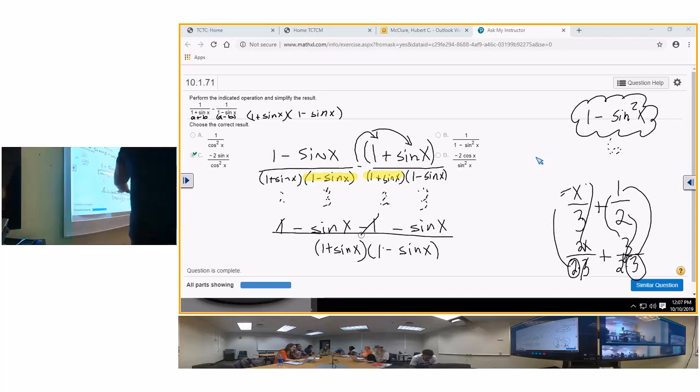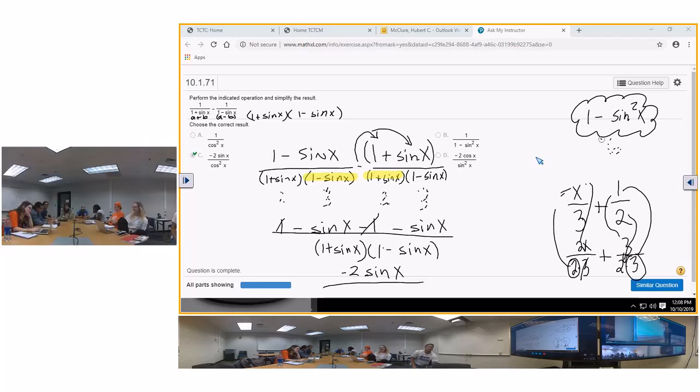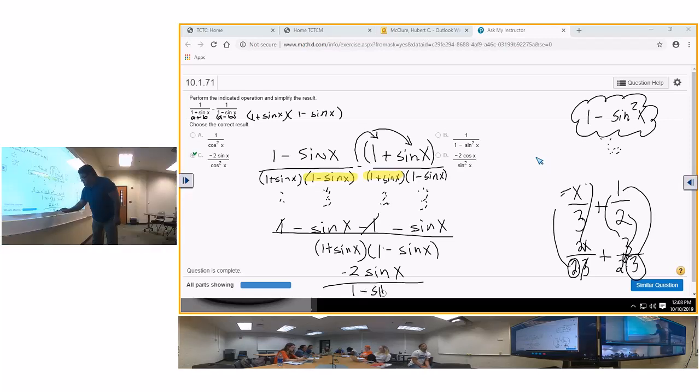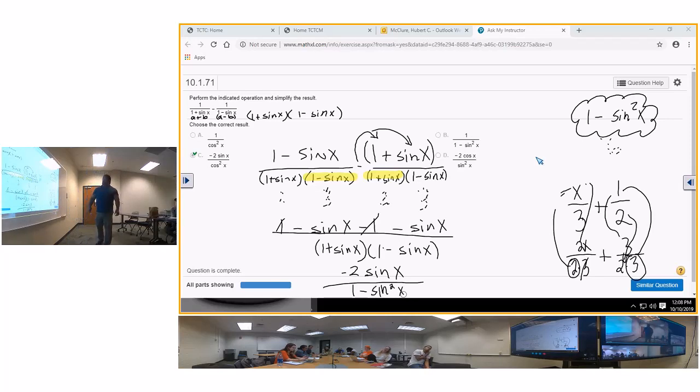What's the negative sine of x minus sine of x? Minus 2 sine of x. And what's the bottom? 1 minus sine squared. Somebody tell me which one says negative 2 sine of x over 1 minus sine squared. Okay, 1 minus sine squared is what? Cosine squared, so that's your answer.